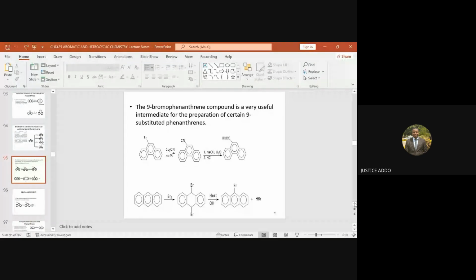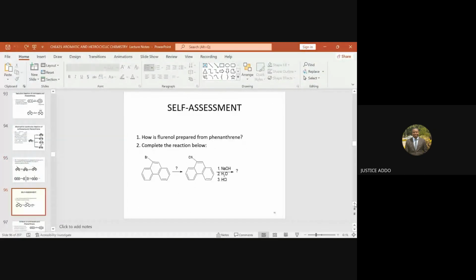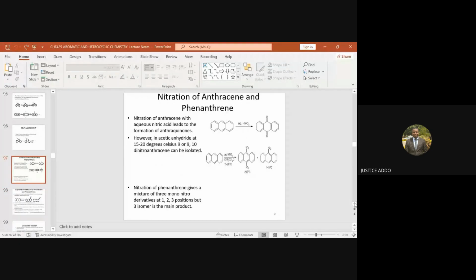More examples of reactions of anthracene and phenanthrene. Then nitration. I mean, nitration is one common reaction that happens. So you could see, look at the two different conditions: if you use aqueous nitric acid, you form 9,10-anthraquinone. But if you use nitric acid under this condition, then you form what? A dinitro or a mononitro what?